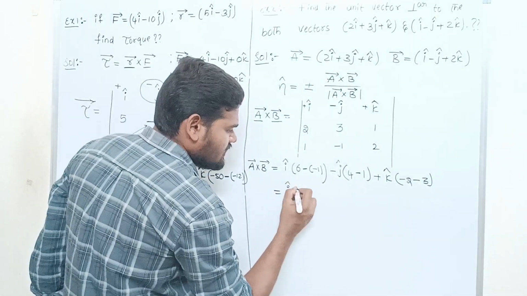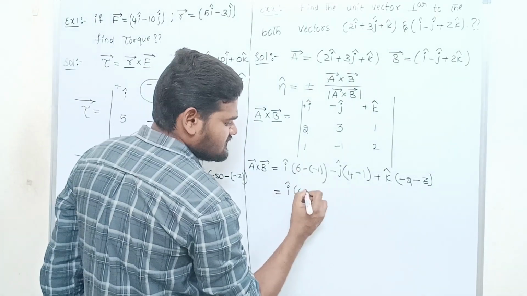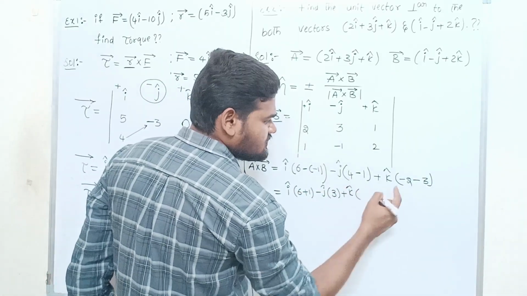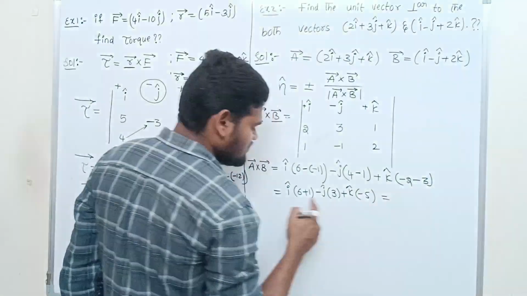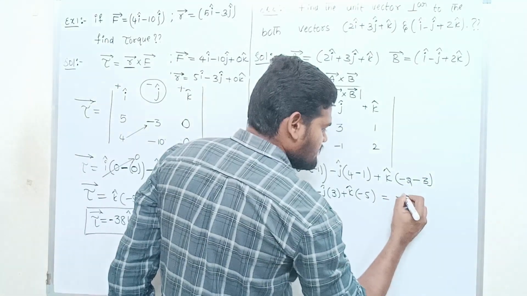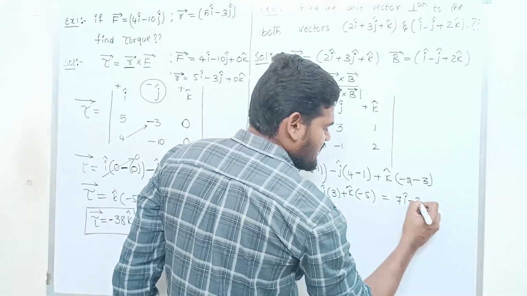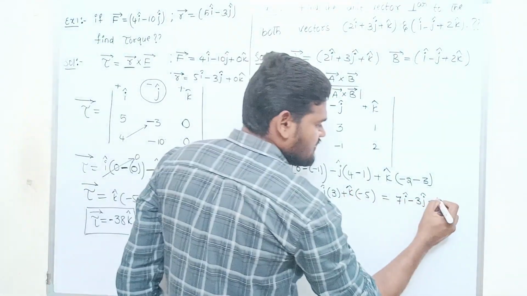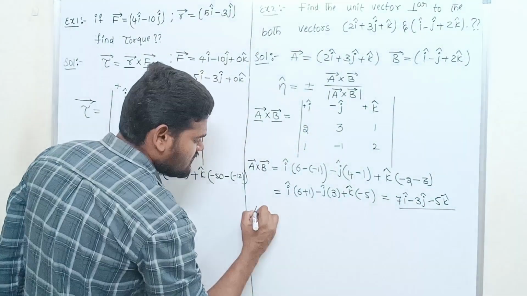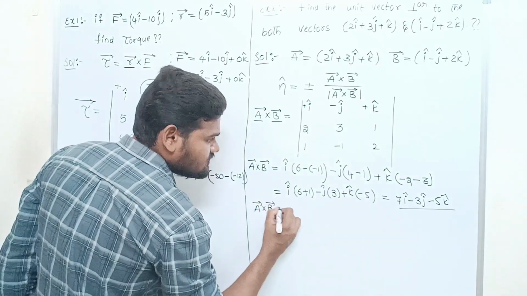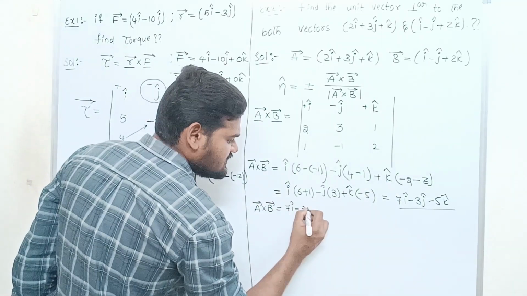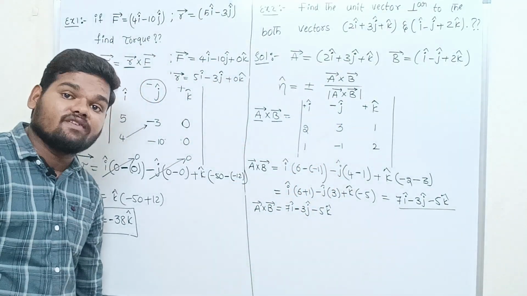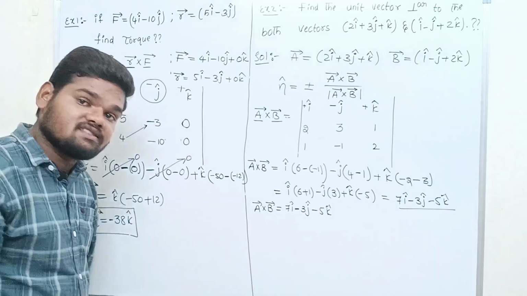Right, have a look. i cap into 6 plus 1, minus j cap into 4 minus 1, plus k cap into minus 2 minus 3. That is equal to 7 i cap minus 3 j cap minus 5 k cap. So we got a bar cross b bar equal to 7 i cap minus 3 j cap minus 5 k cap. Next, what we have to find? We have to find the magnitude of the a bar cross b bar vector.